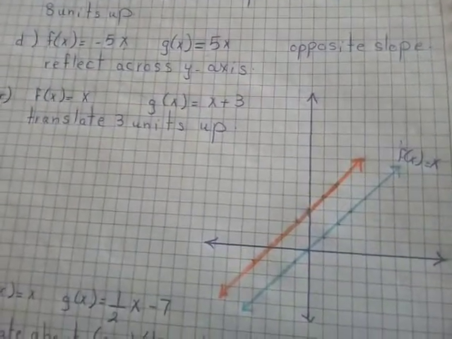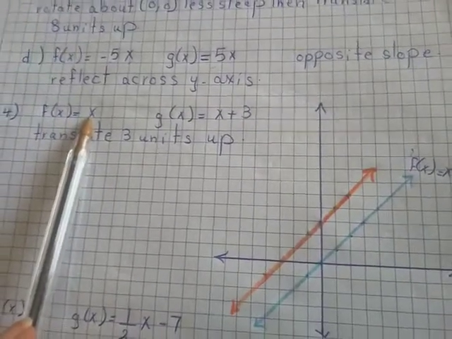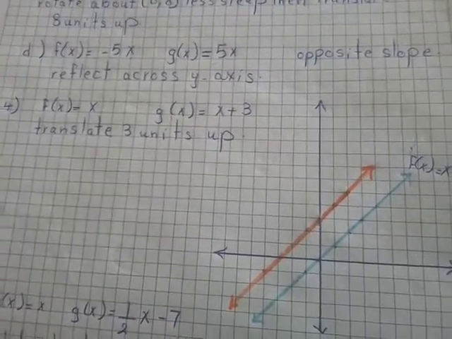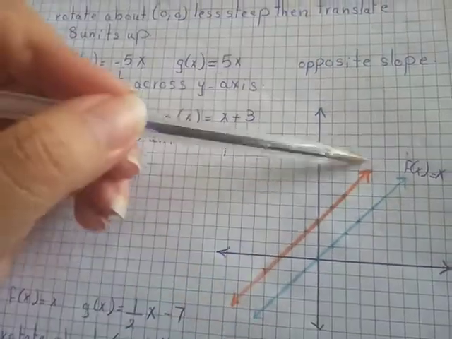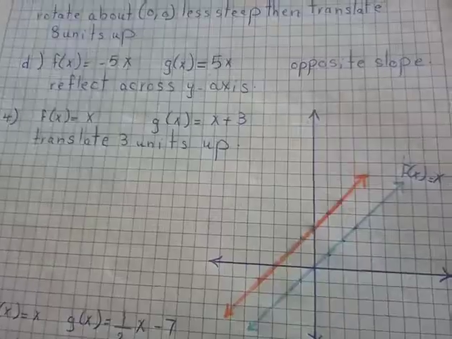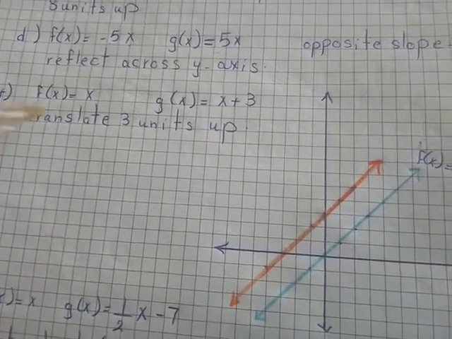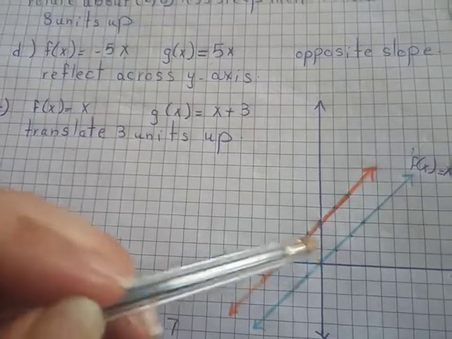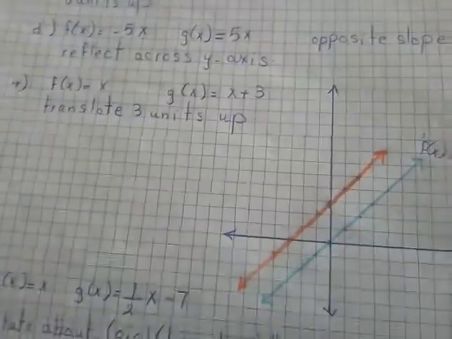How can we graph this? We can graph f(x) equals x. This means (0, 0), (1, 1), (2, 2). So connect between them to graph the first line. Here we will shift or translate 3 units up, so we can get each point translated 3 units up and graph the line. This is one way.